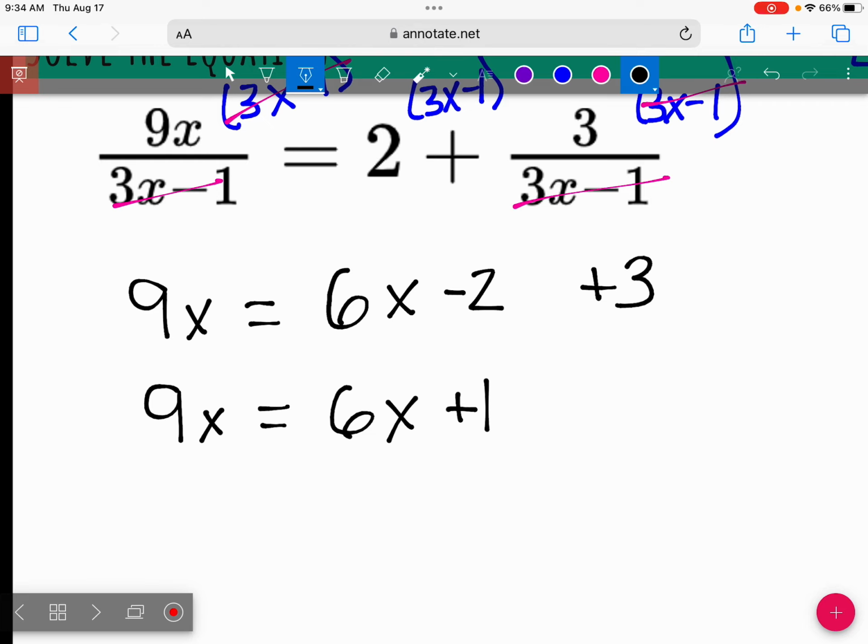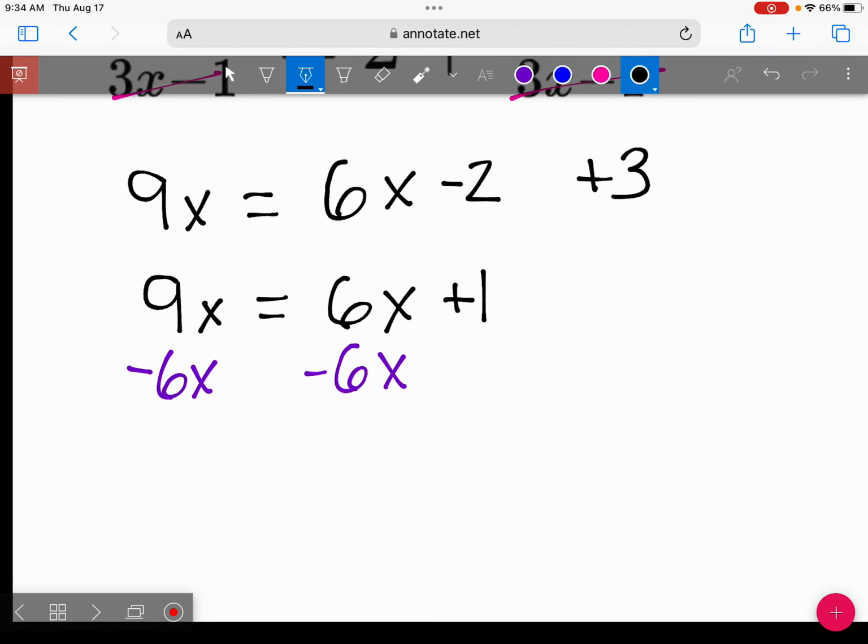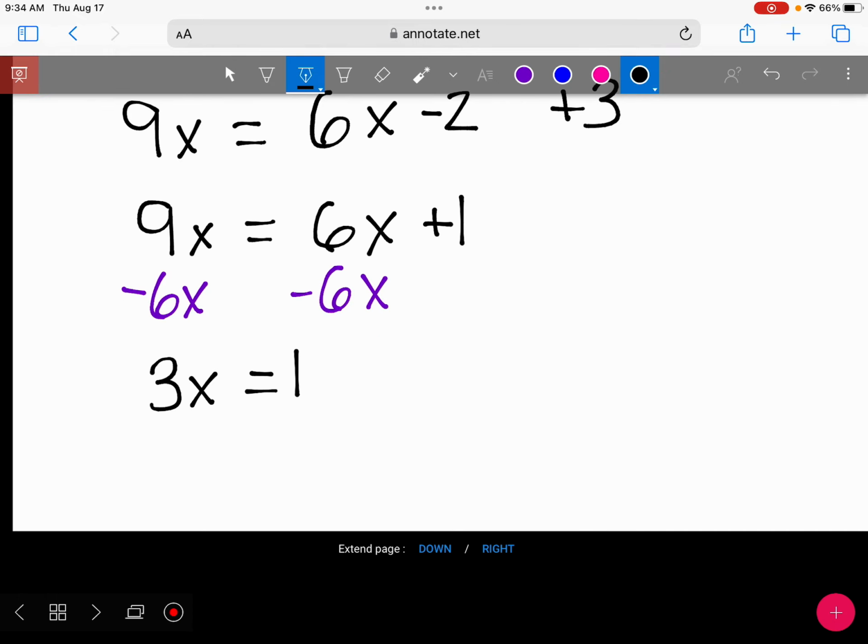And then subtract the 6x from both sides. And we get 3x equals 1. So what does x equal? x equals 1/3.